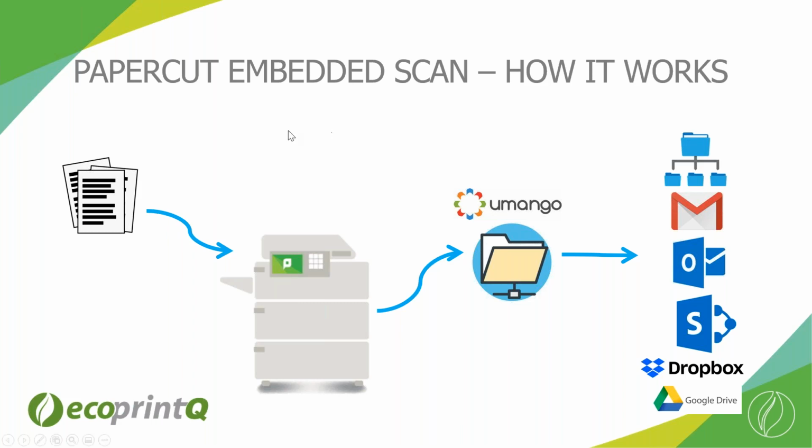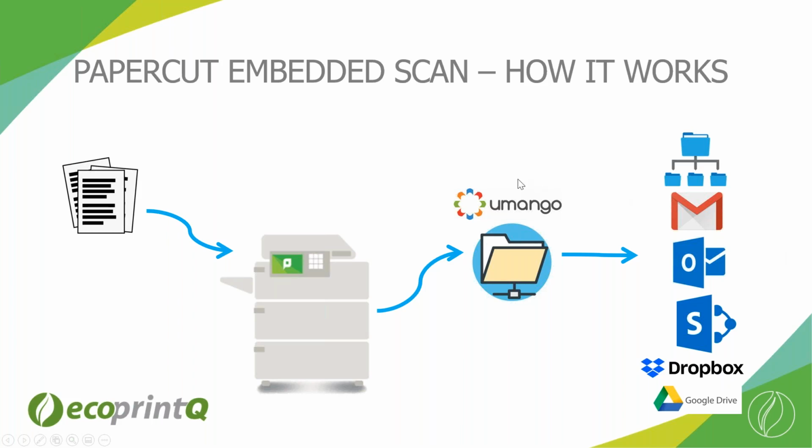And the way it works is that the documents are scanning at the device, and the device is simply routing to a Umango hot folder that then outputs to wherever it needs to go. So it could be a shared folder destination, Gmail, Outlook, SharePoint, Dropbox, Drive, you name it. We're just showing a few of the many varieties that are out there.